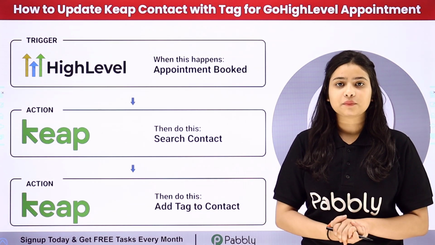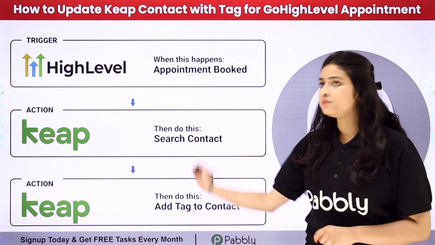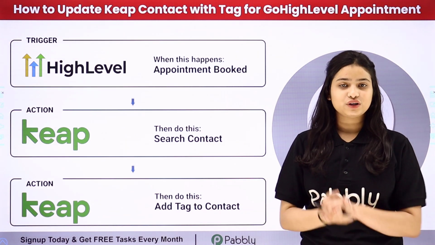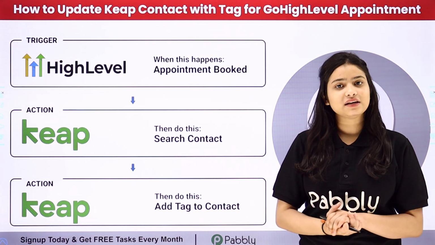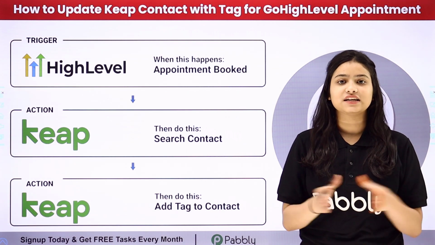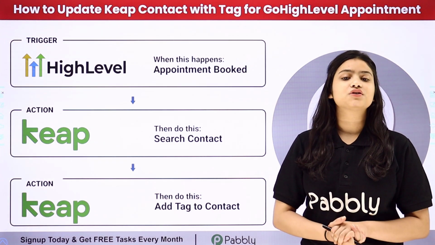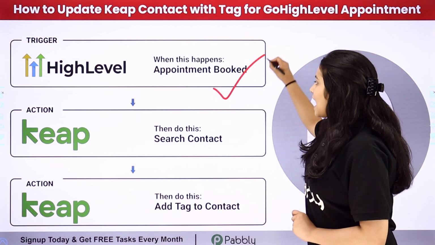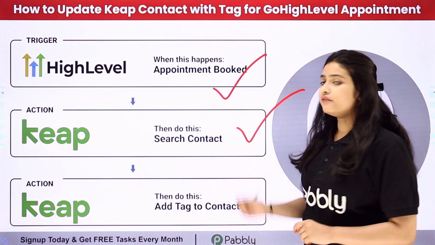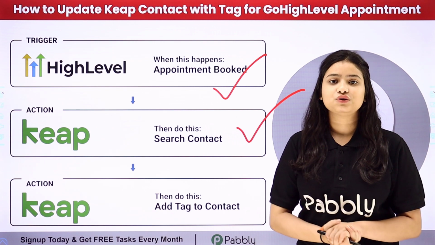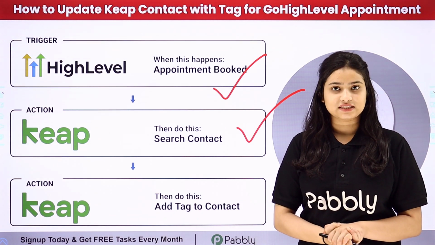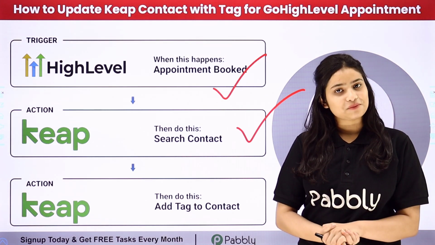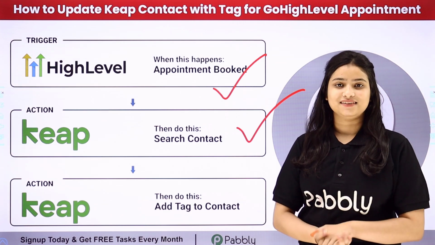For this, we will have to set up a connection between GoHighLevel and Keap, and that we are going to do without any coding or programming skills with the help of Pabbly Connect, which is an amazing automation and integration software. So Pabbly Connect works on two principles, trigger and action. So in trigger, we are going to take GoHighLevel, and in action, we are going to take Keap. And we will connect both of them with the help of Pabbly Connect to automate this entire process step by step. And to learn this entire automation step by step, let me take you all to my screen.